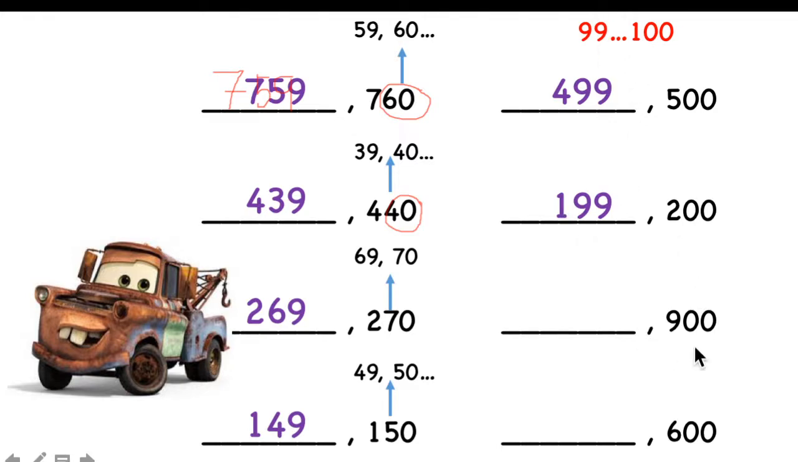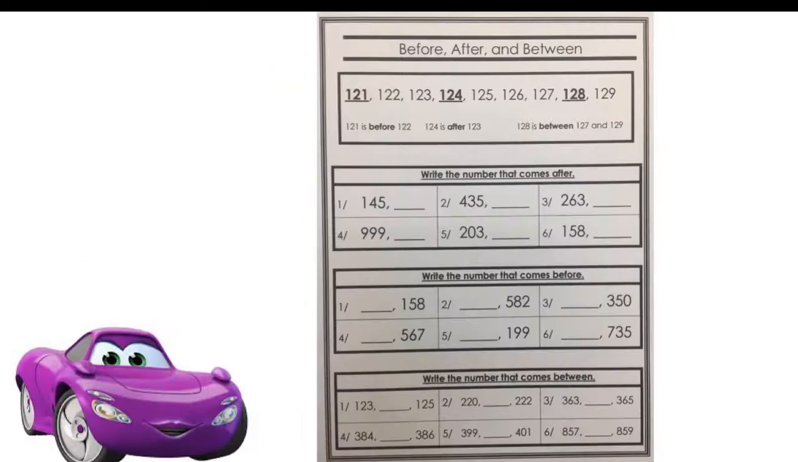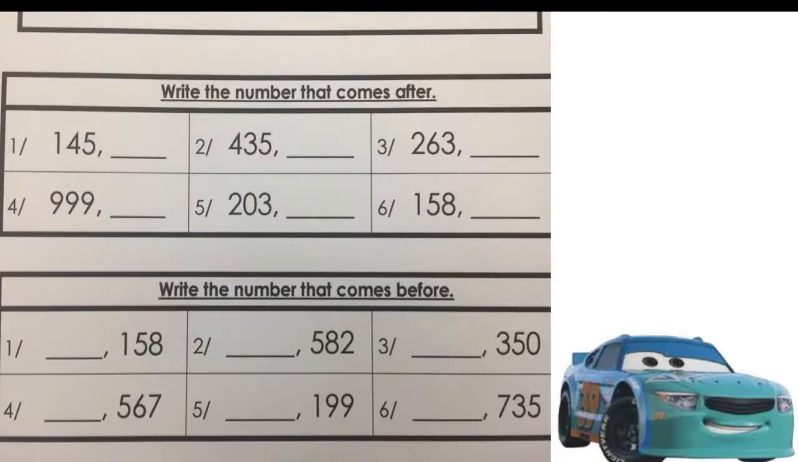200, what is before 200? 199. What is before 900? 900 minus 1 will be 899. What is before 600? 600 minus 1 will be 599. Great. Now, you're going to do the last page, please. And I will give you the answers. Work alone and play the video when you are finished.